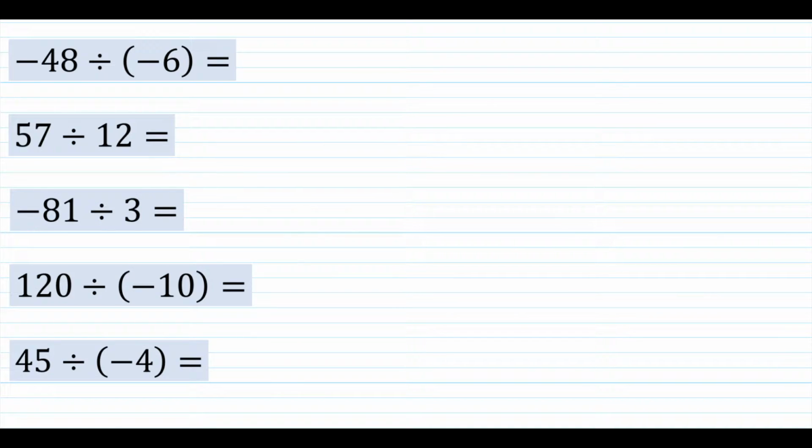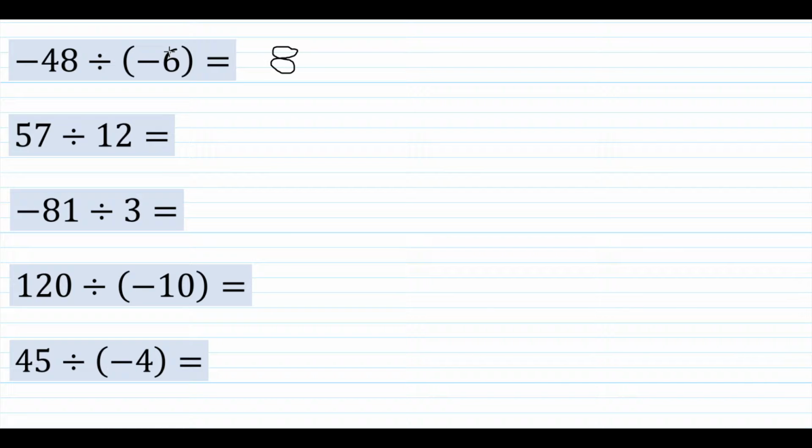So, proceeding to division, the first example is negative 48 divided by negative 6. Just like the procedure in multiplication, we divide the numbers first. So, 48 divided by 6 will give us 8. And then, we consider the signs of the two numbers, the dividend and the divisor. Both of them are negative.